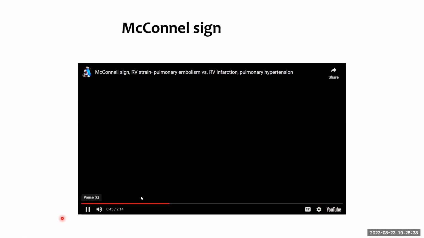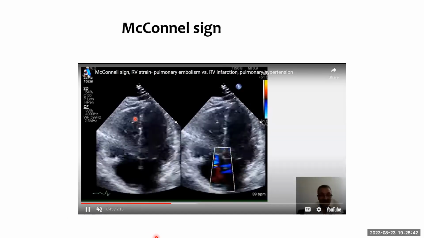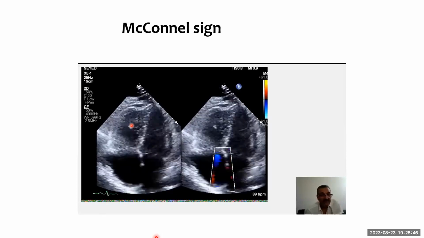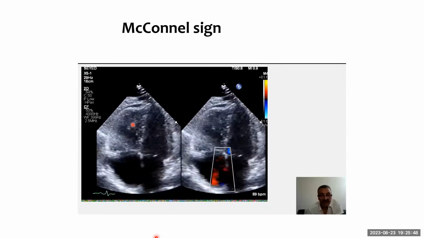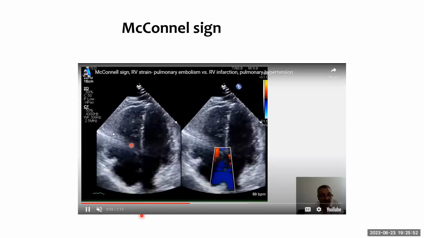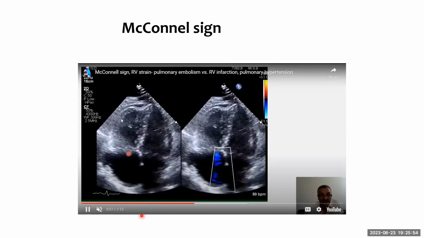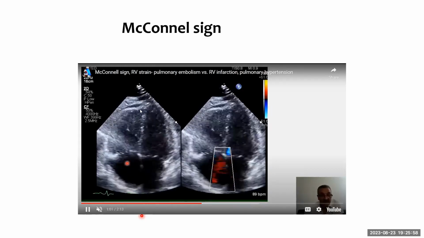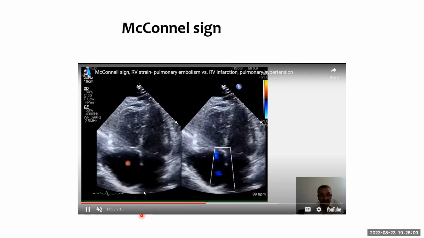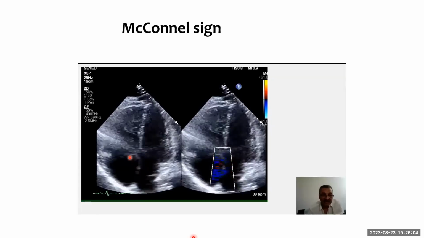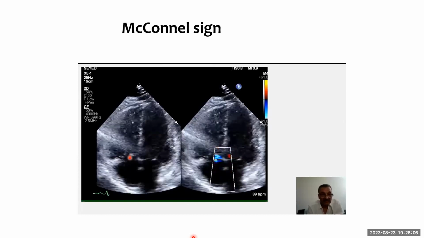So this here is McConnell sign in pulmonary embolism. What happens in McConnell's sign is that you can see here, this is the RV, and this is hypokinetic, while this inferior basal portion is hyperkinetic. So this is McConnell's sign, and it is highly specific for acute cor pulmonale.